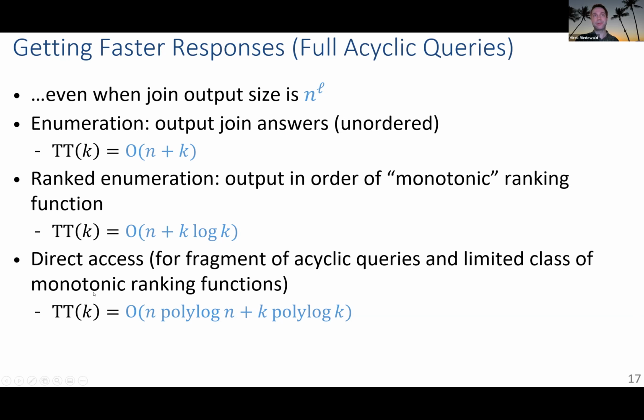And even for something more complicated like direct access, jumping to a specific position in the sorted output without producing that output, we can do that in n polylog n and k polylog k for certain class of acyclic queries and ranking functions.